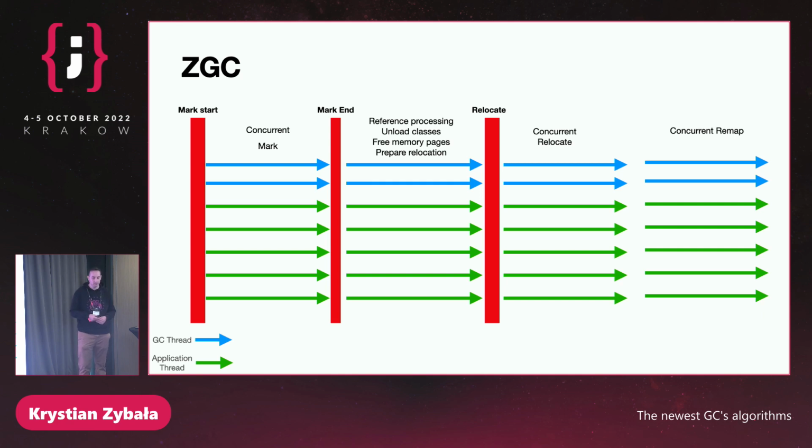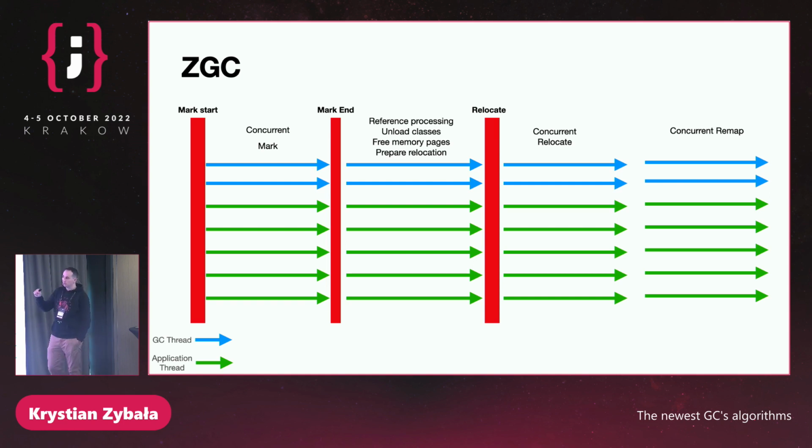But what is more important, in between mark end and relocate, ZGC executes four additional phases in this cycle. These are processing references, unloading classes, of course, freeing memory pages, and preparing relocations. And what does it mean, freeing memory pages? Imagine a situation that we have a Z page and only one object is live. What does it mean?